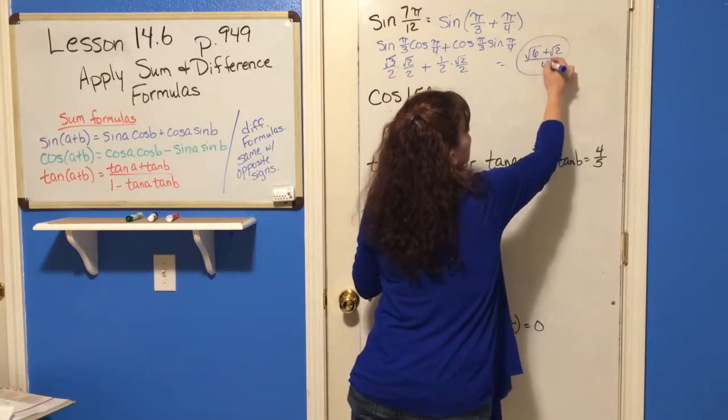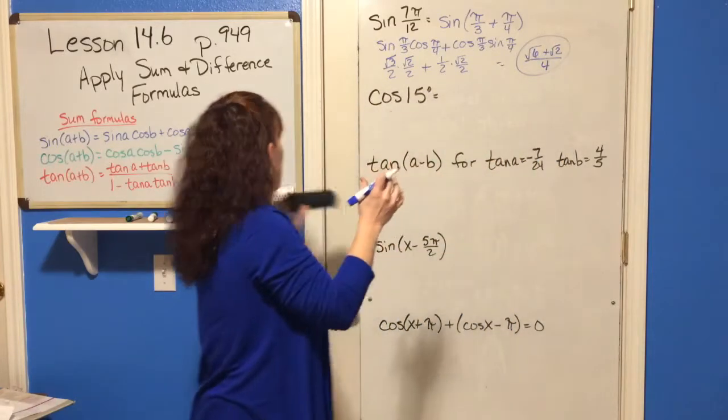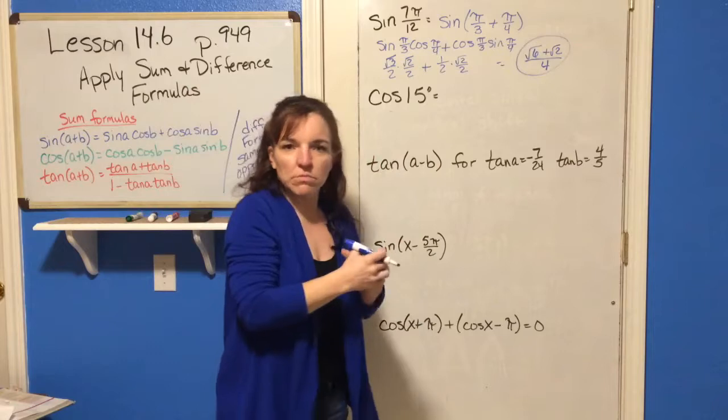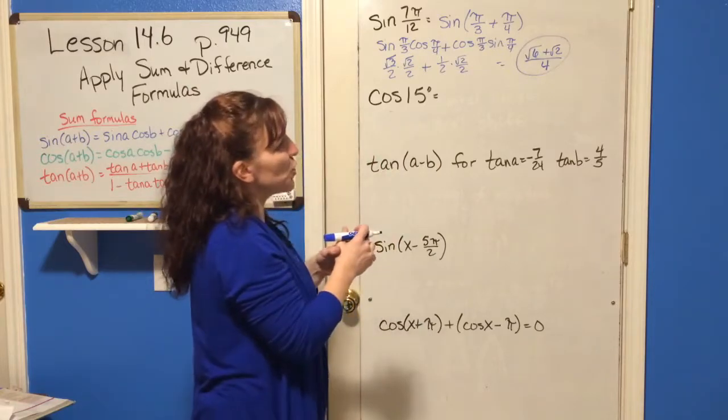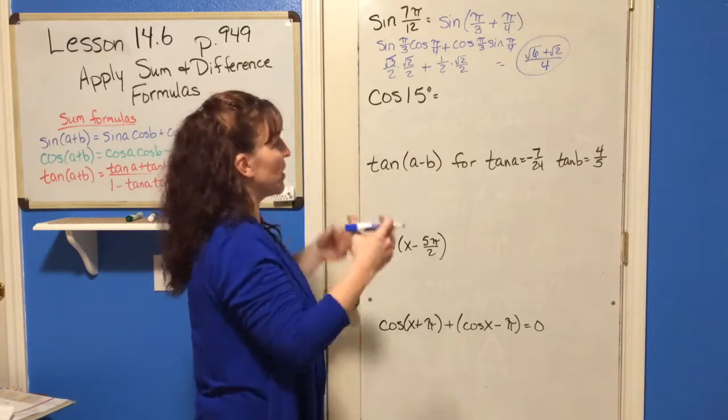And that is your final answer, because remember, you can't combine square roots that are different. All right? So square root of 6 plus square root of 2 all over 4 is your final answer.